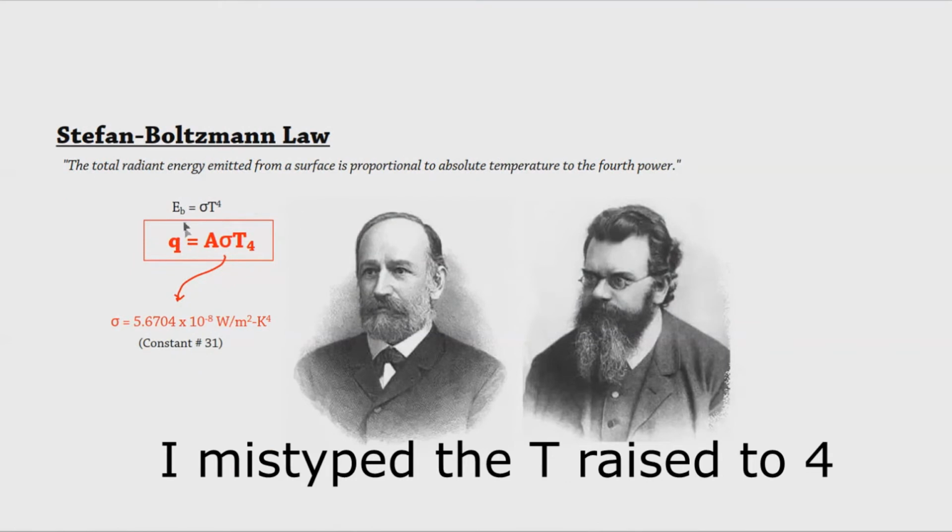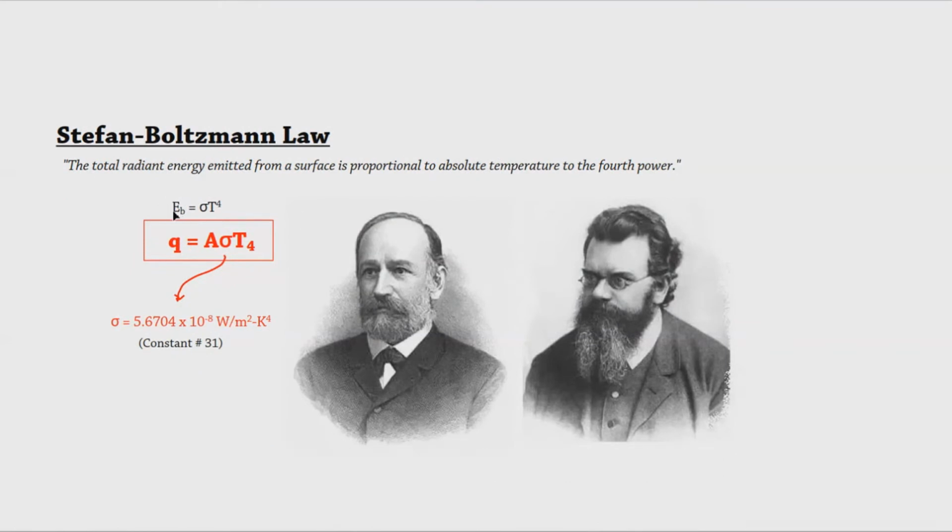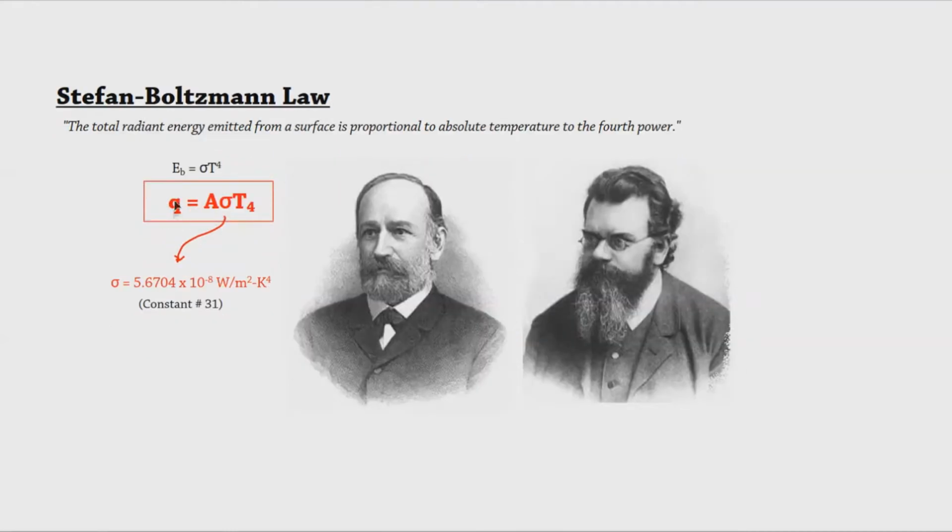So this is the equation expressed in the emissive power per unit area. If you would translate that to our Q, then it will be like Q over A. That's why it becomes like this. And these two are the proponents of that law. This one is Joseph Stefan, and this one is Ludwig Boltzmann.